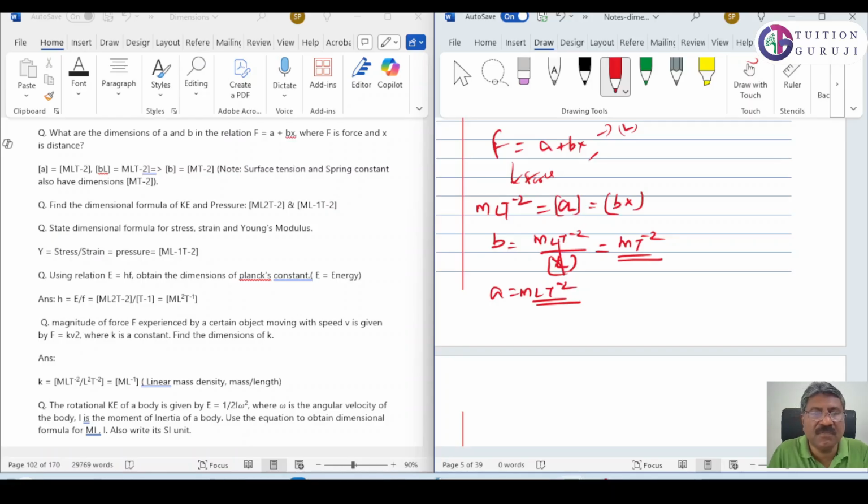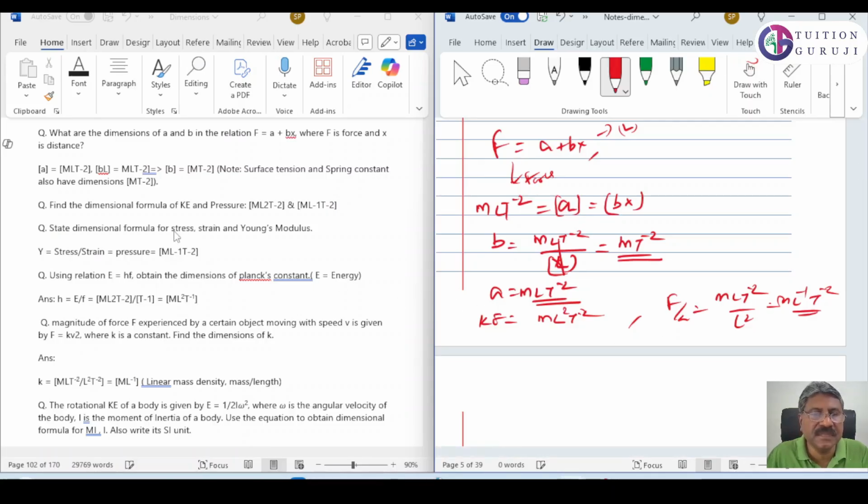Next one, find the dimensional formula for kinetic energy and pressure. Okay. So we know that kinetic energy is nothing but energy, it is ML² T⁻². Now pressure is equal to force by area, which is equal to M L T⁻² by L², that is M L⁻¹ T⁻².